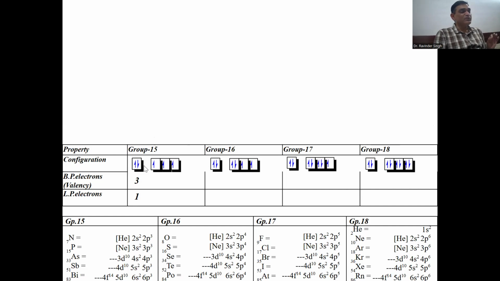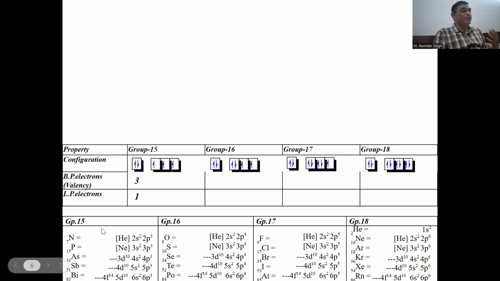Means the valency of nitrogen here is 3 because it has 3 unpaired electrons. It can form only 3 covalent bonds. With the help of the lone pair, it can form a maximum of one more coordinate bond. Means the maximum valence is 4: 3 covalent bonds and 1 coordinate bond in the case of nitrogen. While in the case of phosphorus, the s electron can jump into the vacant d orbital because phosphorus has a vacant d orbital.